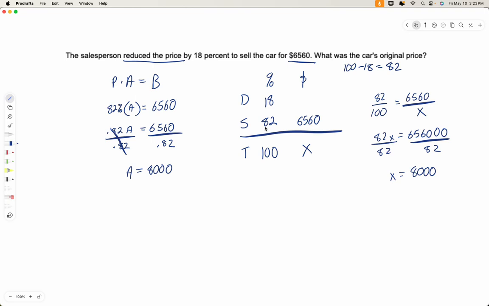You have to really be paying attention when you do this method. So either way, you're going to get the same answer. Depends on how your brain works. Which way do you see? Which way connects for you? Okay? Think about it. Next problem.